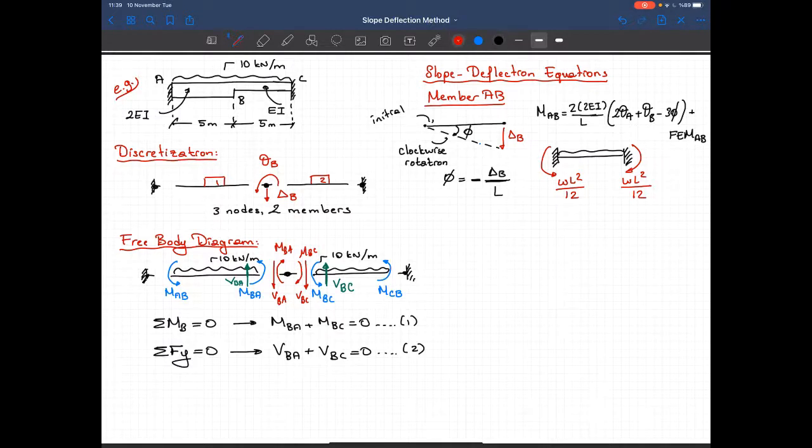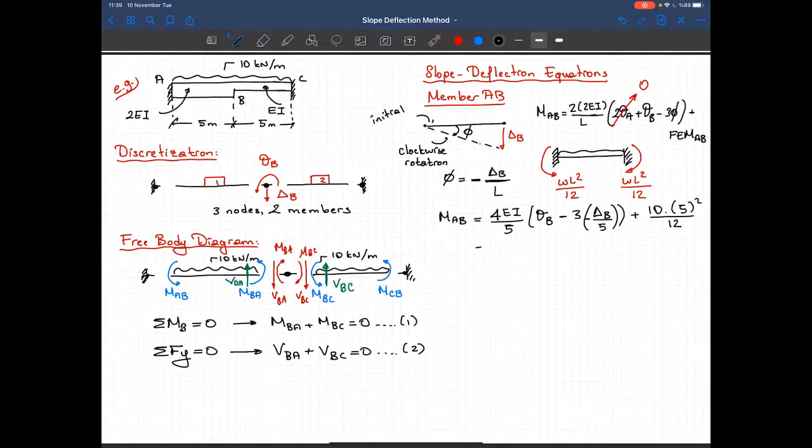And again, if you look at point A, I don't have any degrees of freedom. It's a fixed support, so I know that the rotation at A is equal to 0. All right, so let's write down the slope deflection equation one more time. M_AB is equal to 4EI over 5 times (theta B minus 3 times delta B over 5) plus 10 times 5 squared divided by 12.